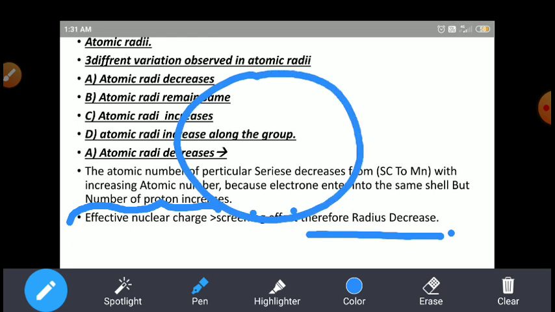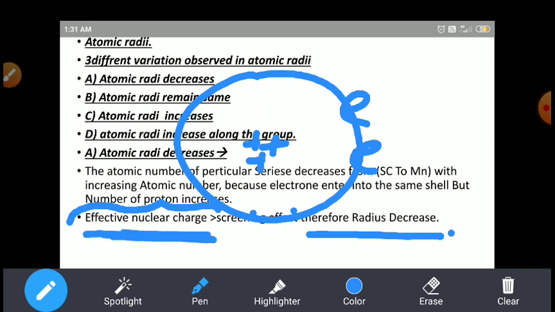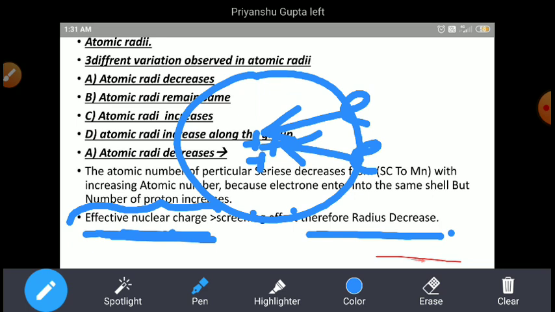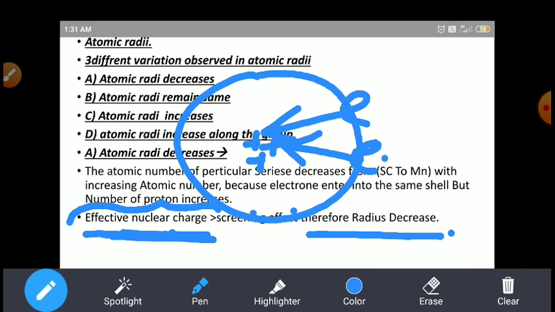As the number of protons increases, the electrons are in the same shell. Protons increasing means the effective nuclear charge is increasing. If the effective nuclear charge increases, then the outermost electrons are held with strong nuclear attraction. Due to the strong nuclear attraction, the atomic radii decrease from scandium to manganese. Now is it clear, students?